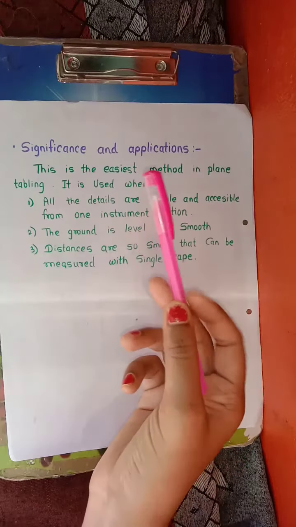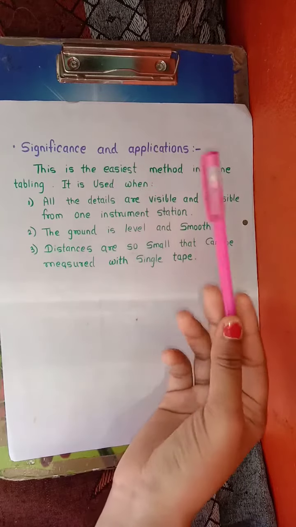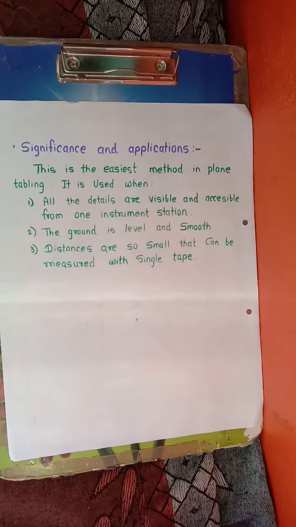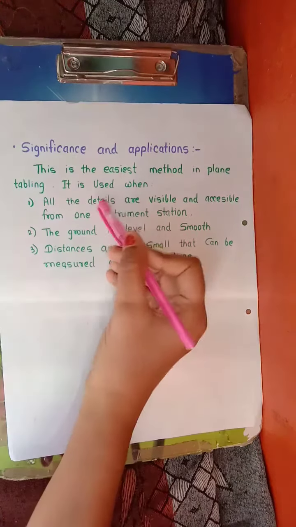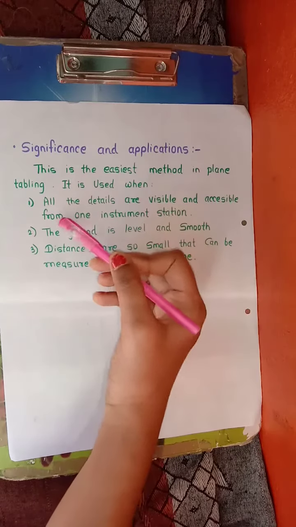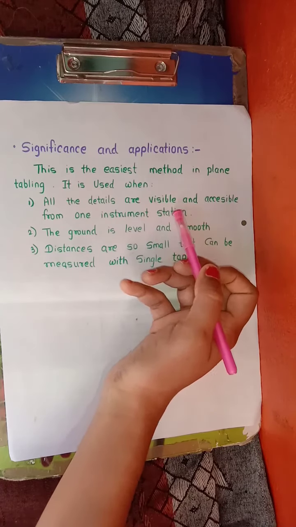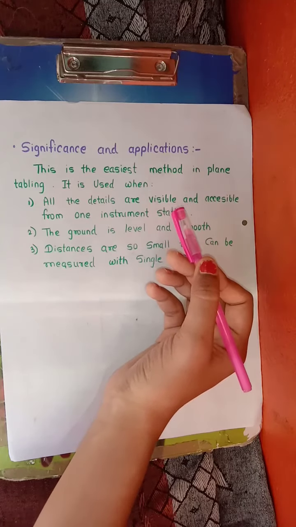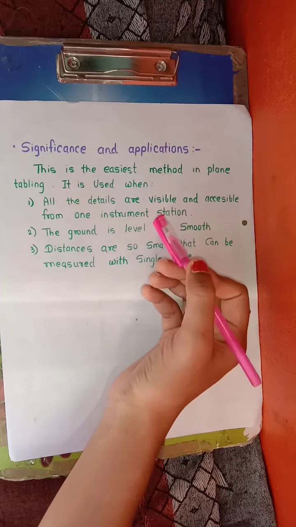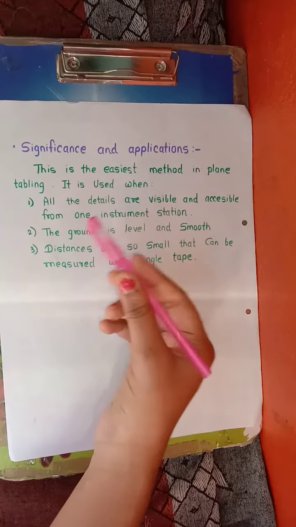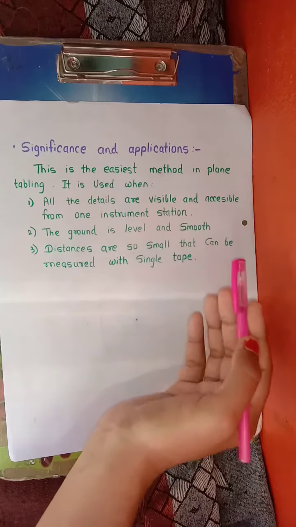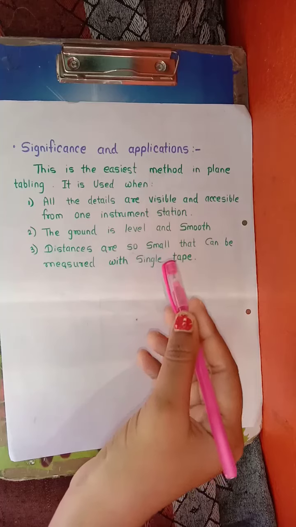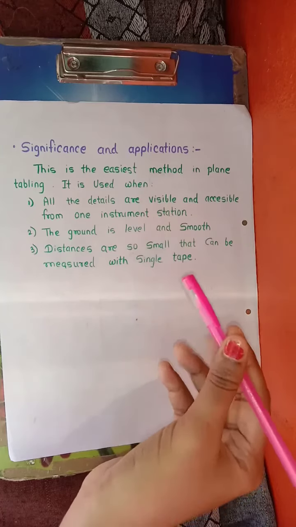We will see some significance and applications of the radiation process. This is the easiest method in plane tabling, and it is used when all the details are visible and accessible from one instrument station. Means all the details should be visible from the station point which we have selected. The ground should be level and smooth. Distances should be small so that we can measure them with the tape.